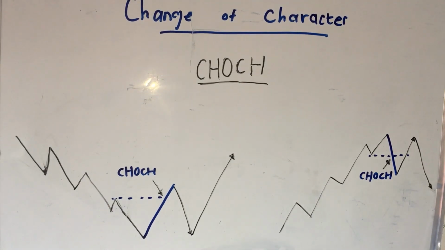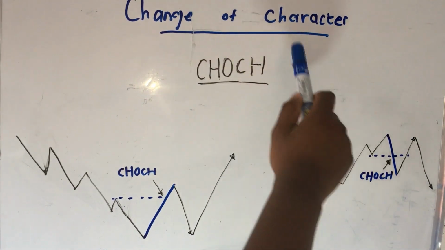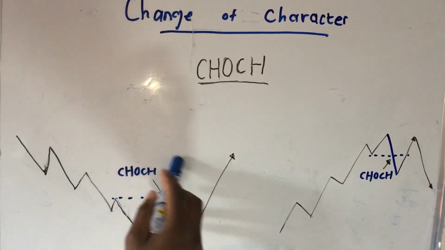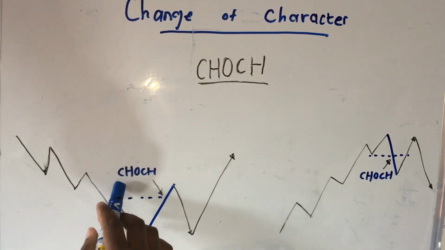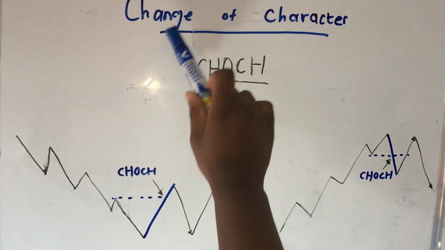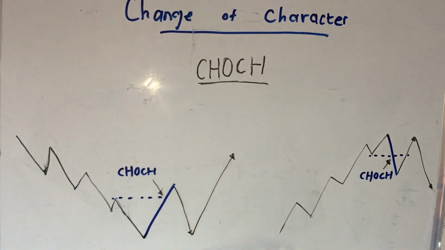Okay, cool. So in this segment, I'm going to teach you how to identify change of character. Change of character is better known as choke. This is what we normally call it, choke. Sometimes you'll see people marking off their zones and writing choke. You must know that they are talking about change of character.